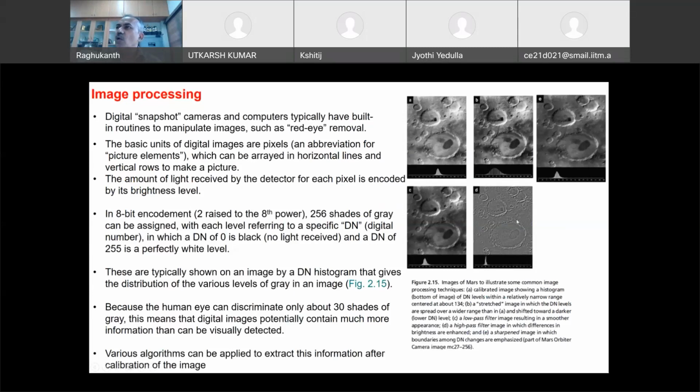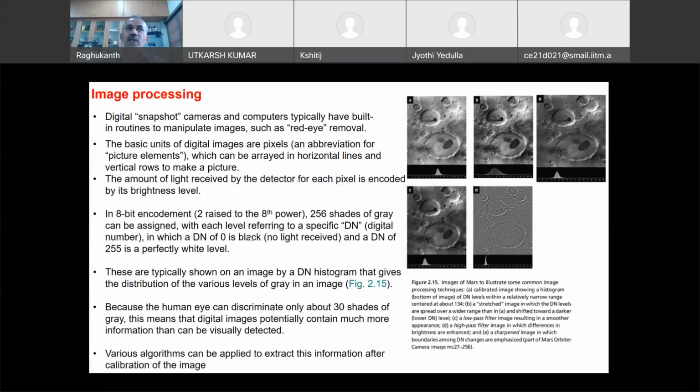You can also do filtering. See, D is basically a high pass filter, where differences in brightness are emphasized, so the image looks like this. Now C is a low pass filter basically. If you do low pass filtering, it looks like this. So a variety of techniques have come. DN, please remember this, it is the digital number basically.